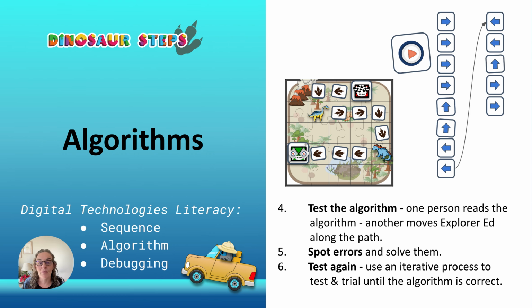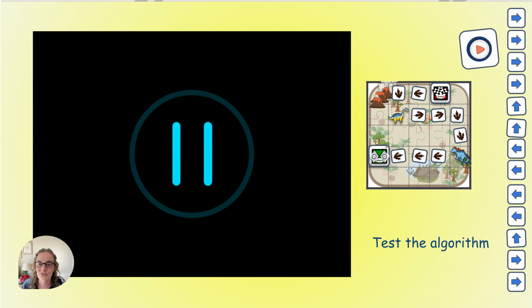One student will read out the algorithm and another student will hold Explorer Ed. So we've got Explorer Ed in his Safari Jeep starting on start, and they will move depending on the instructions that are given. You may find that students will have problems and realize they've made a mistake. And that's great, because what they can do then is they can solve those errors. They can debug the problem. So they'll have found a bug, an error, and they need to debug it. And they keep this testing and trialing. It's called an iterative process. They keep this testing and trialing going until they are successful. So test your algorithm.